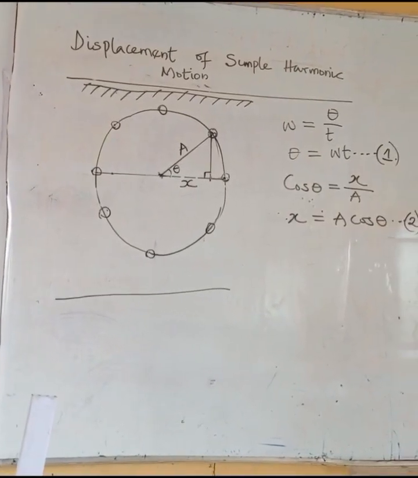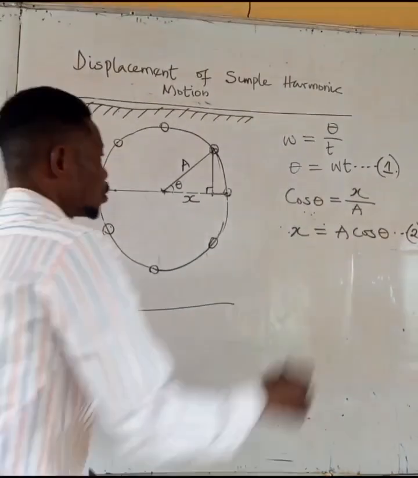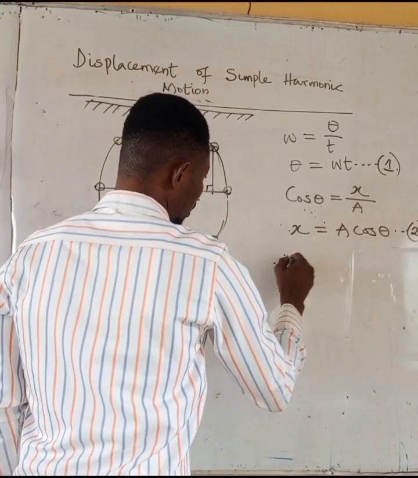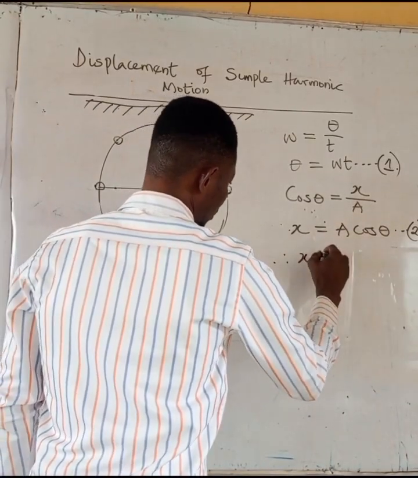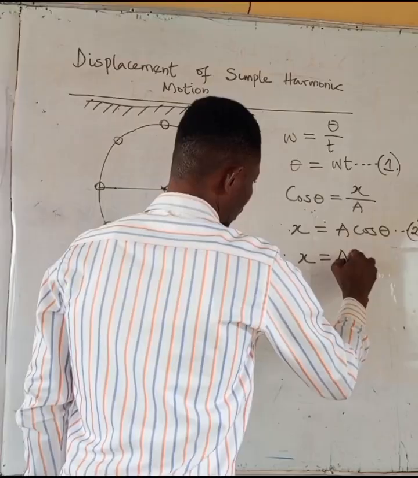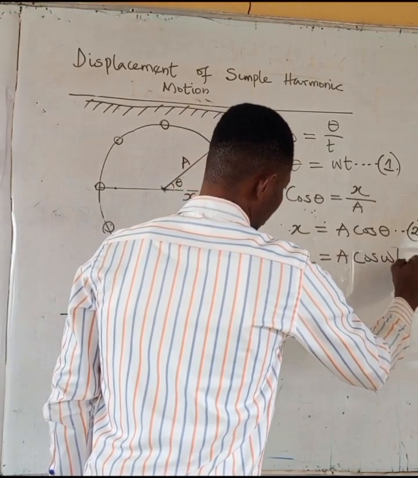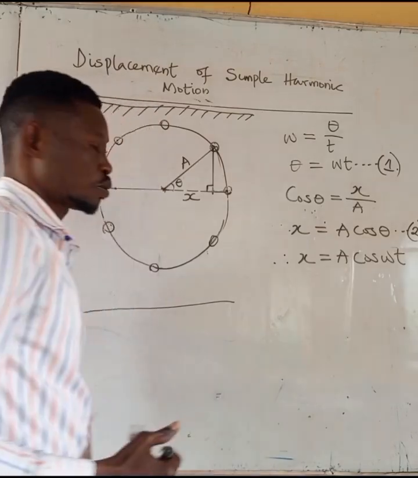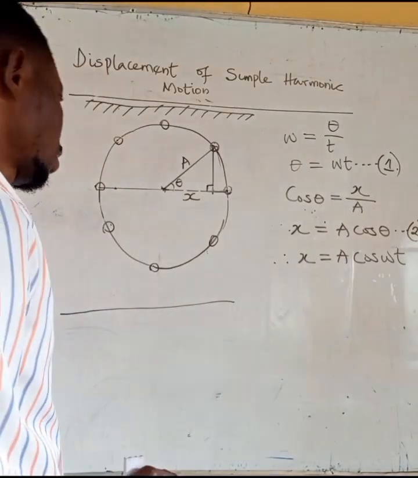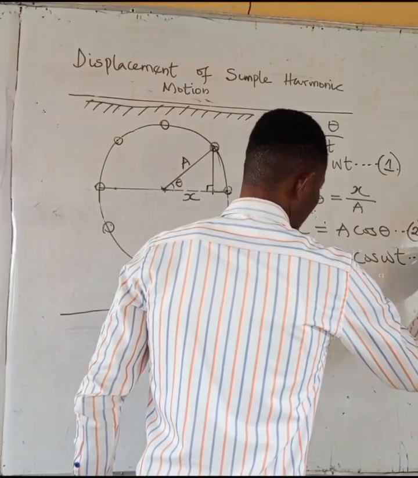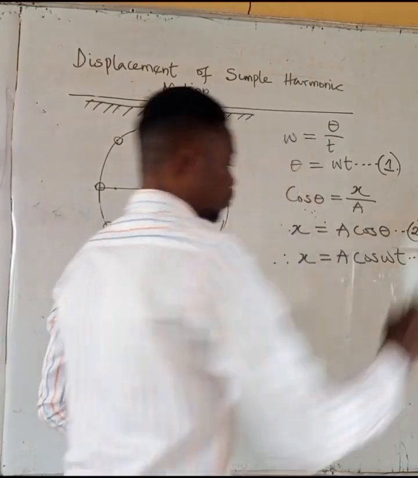Looking at this, if we put equation 1 into equation 2, we will obtain x equal to A cosine omega t. If we like, we call this our equation number 3.